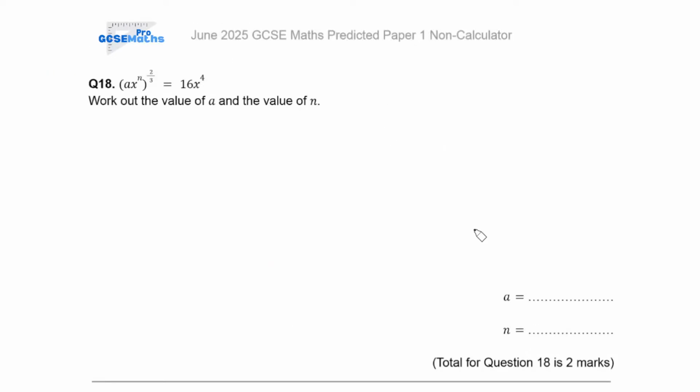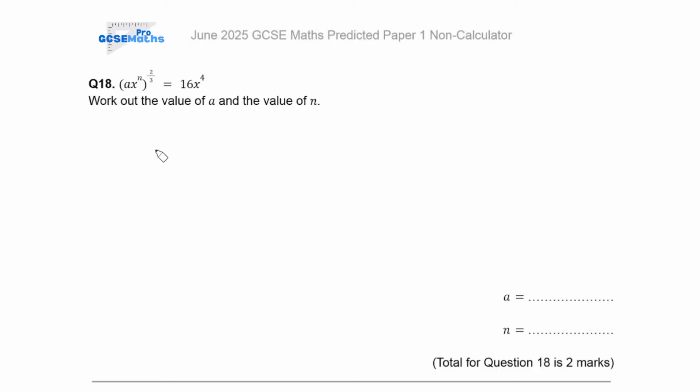Okay, question 18. Obviously, we've got a more complicated indices question, some fractional indices as well. So this one, we need to work out the value of a and the value of n. So what I do with this is that on the left-hand side, I am going to use my index laws just to get rid of the brackets, expand everything out. The index law is where you multiply the powers.